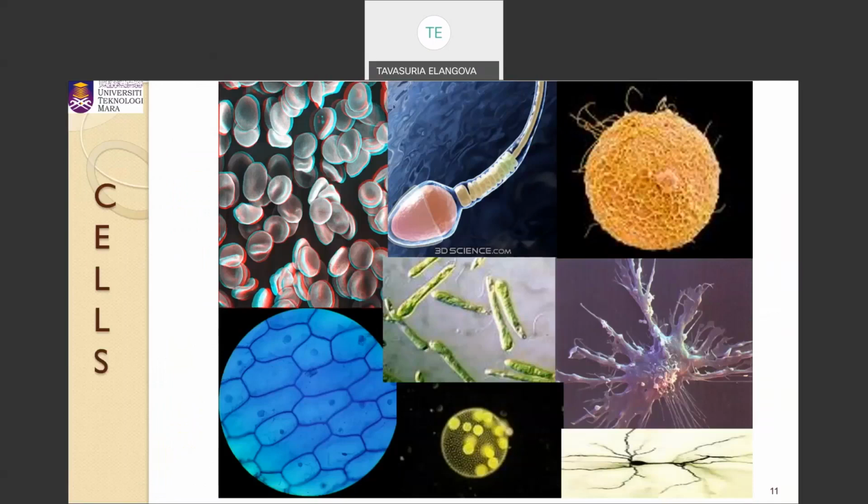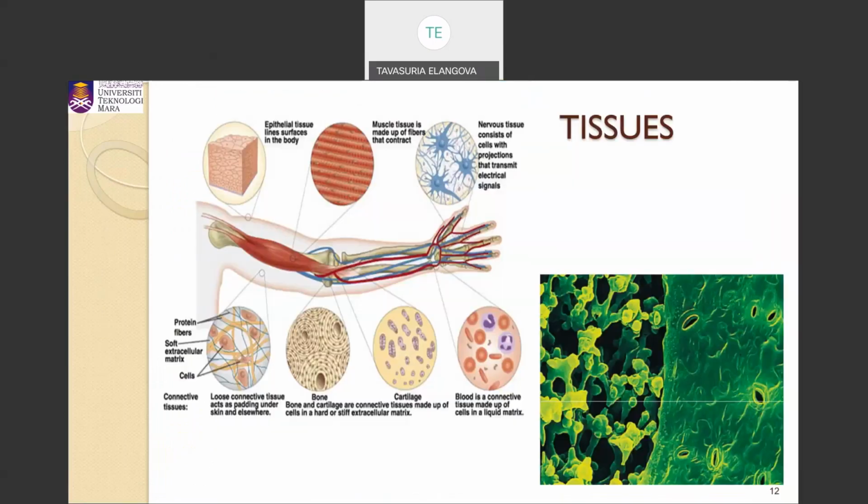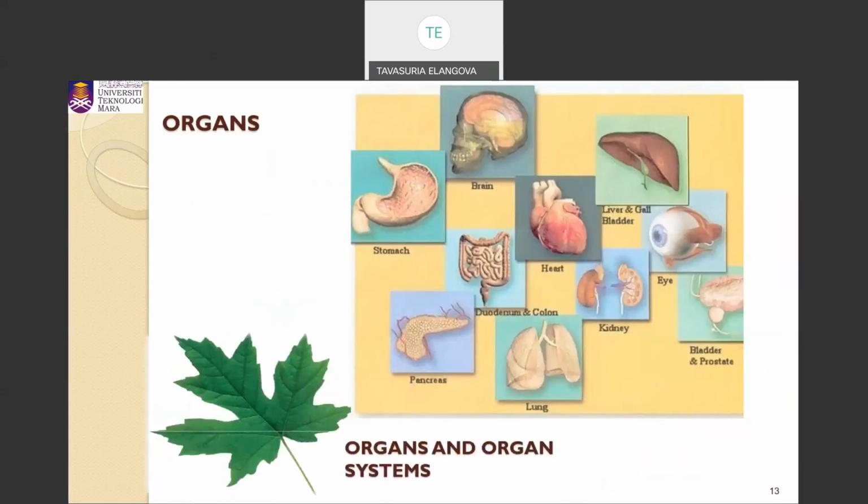So these are the examples of the cells. Next, these are the examples of the tissues in the animals and also the plants. When you learn about the hierarchy of biological organization, for each level you have to remember the examples in the animals and also the examples in the plants. Next, these are the organs. For example, in animals, the organs such as stomach, pancreas, lungs, kidney, heart, brain, and etc. The organs in the plant, for example, the leaf, flower, and fruit.